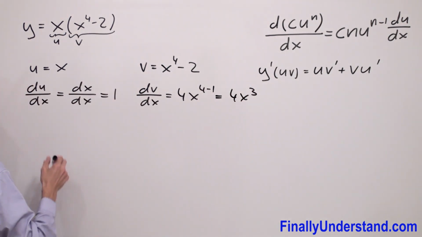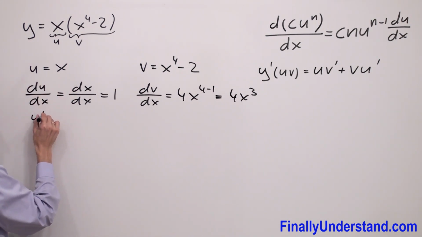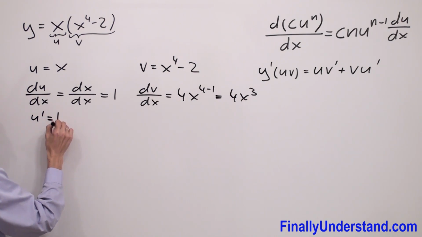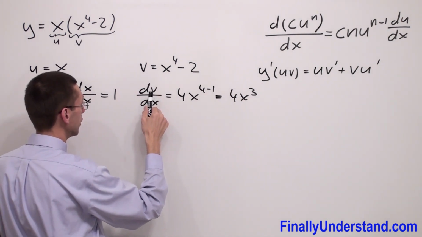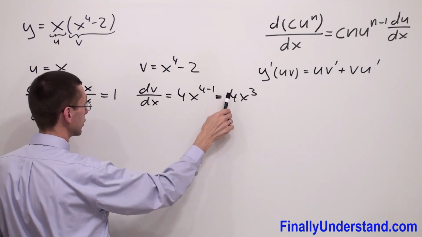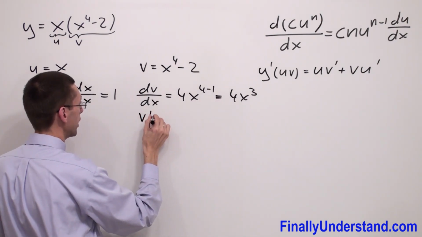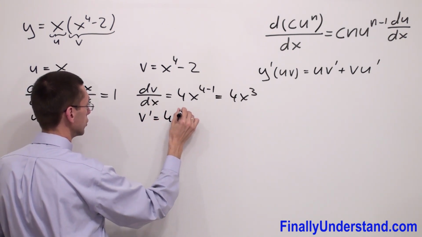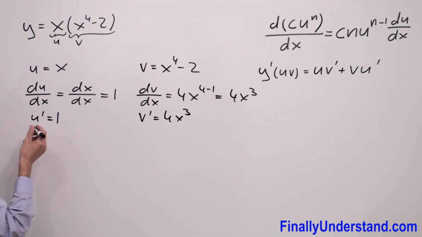In other words, this is my u, and my u prime is equal to 1, and this is my v, and this is the derivative of v, which equals 4x to the 3rd. So this is v prime equals 4x to the 3rd. This is just different notation. Next, simply apply all these values into the formula.